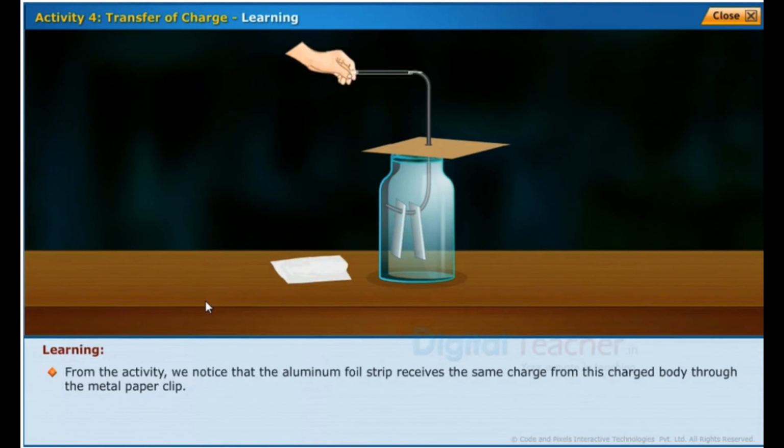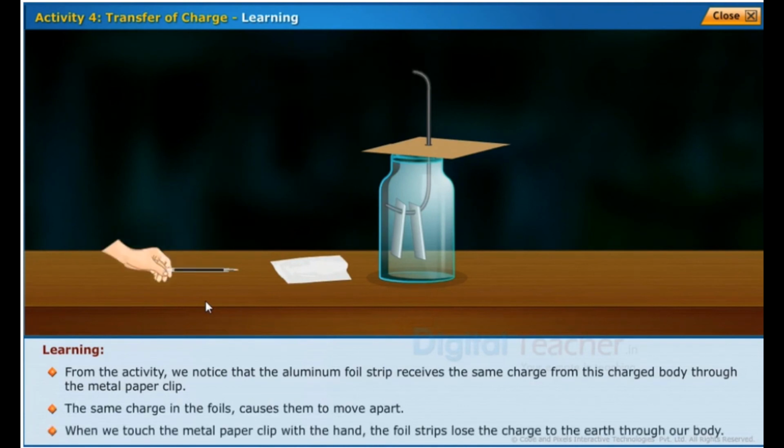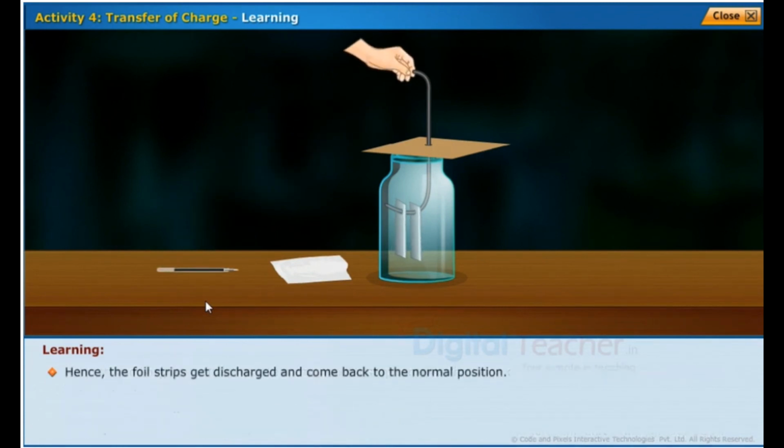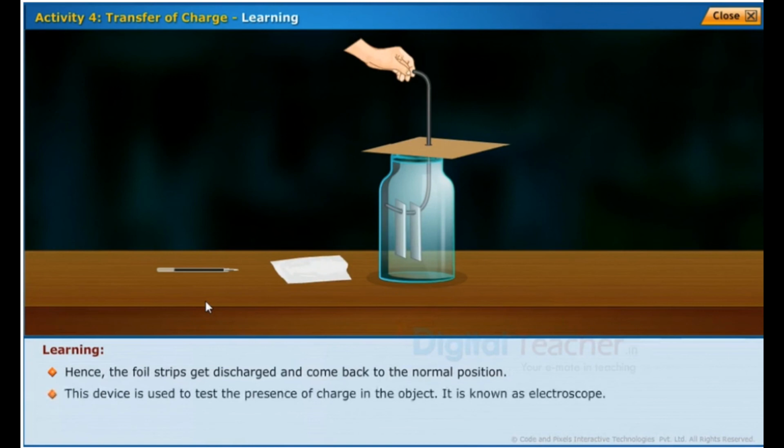The same charge in the foils causes them to move apart. When we touch the metal paper clip with the hand, the foil strips lose the charge to the earth through our body. Hence, the foil strips get discharged and come back to normal position. This device is used to test the presence of charge in an object. It is known as an electroscope.